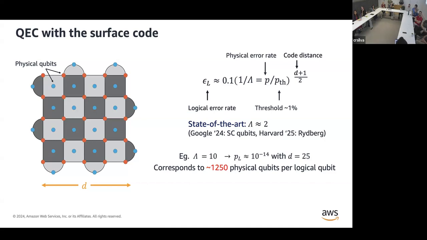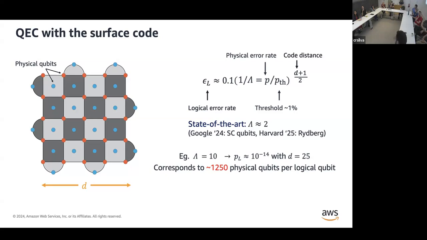Now, going back to the question that I asked before, right? How many qubits does it take then? What is the overhead to get to this useful regime, right? So suppose lambda is 10, right? It's still like 5x better than the state-of-the-art experiments. And suppose we want to get to logical error rates of 10 to the minus 14 to break RSA, for example. Then you can use this formula and get that you need distance 25 for your surface code. And then you can use this 2 times 25 squared, right, that I told you. And you find that you need like 1,250 physical qubits per logical qubit, right?